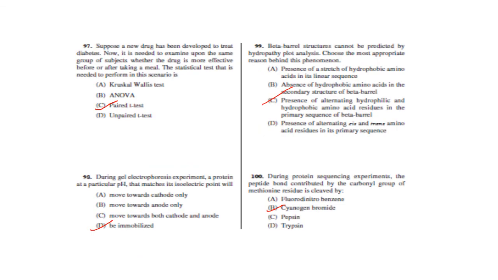Then next one. Suppose a new drug has been developed to treat diabetes. Now it needs to be examined, upon the same group of subjects, whether the drug is more effective before or after taking the meal. The statistical test that needs to be performed in this scenario is... So paired t-test is the answer. Paired t-test is a statistical procedure used to determine whether the mean difference between two sets of observations is 0. So here you have to use paired t-test.